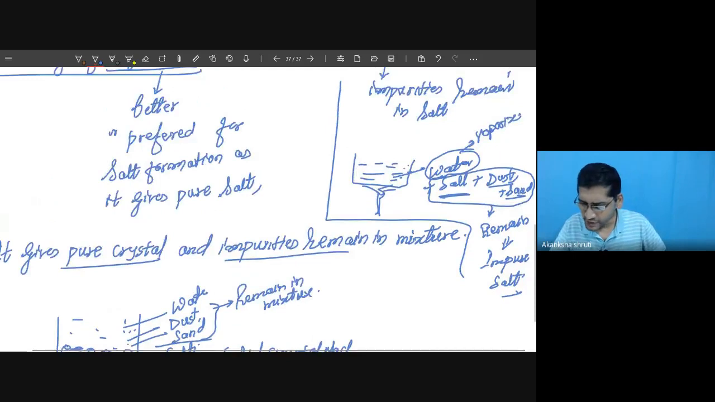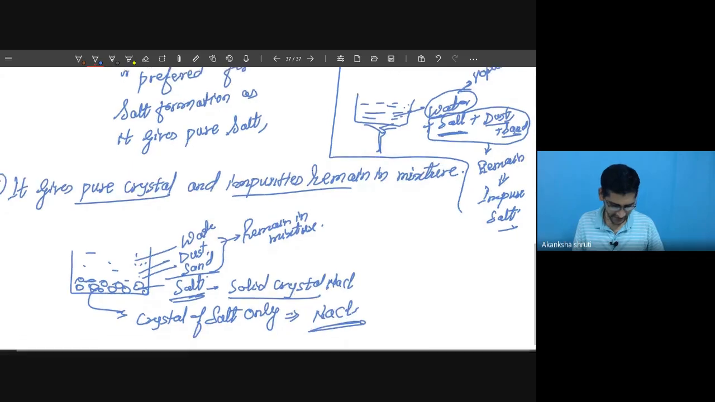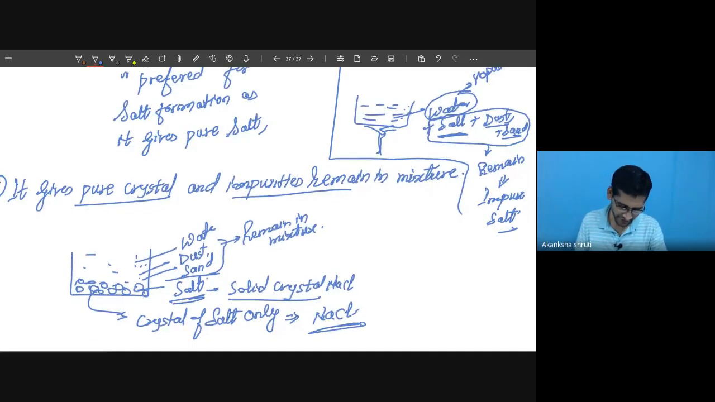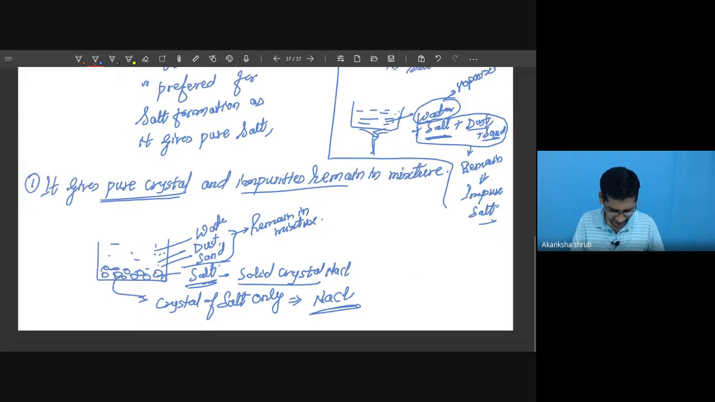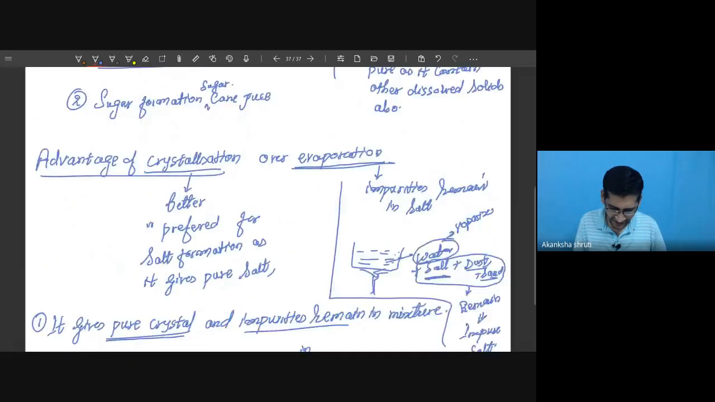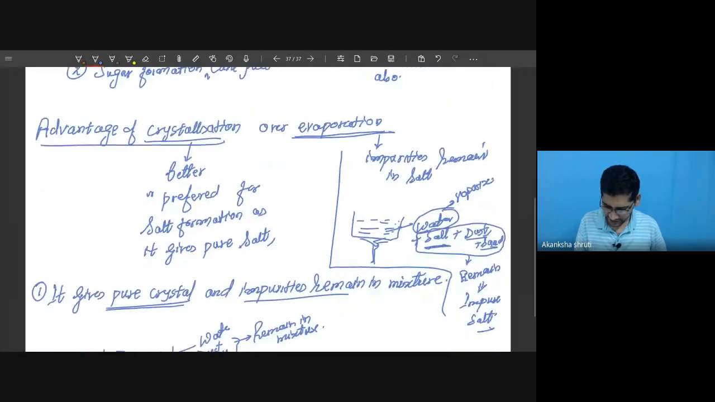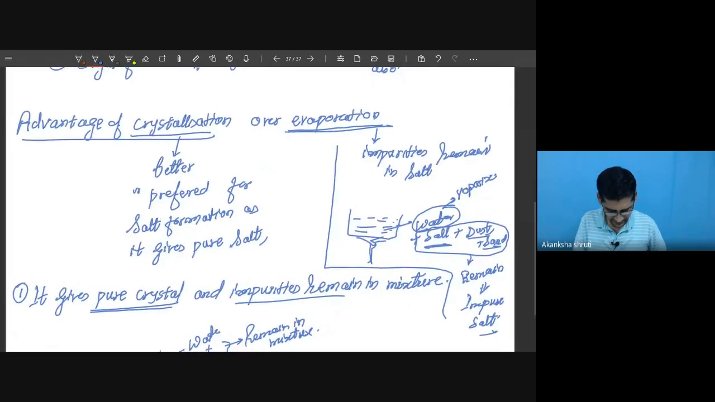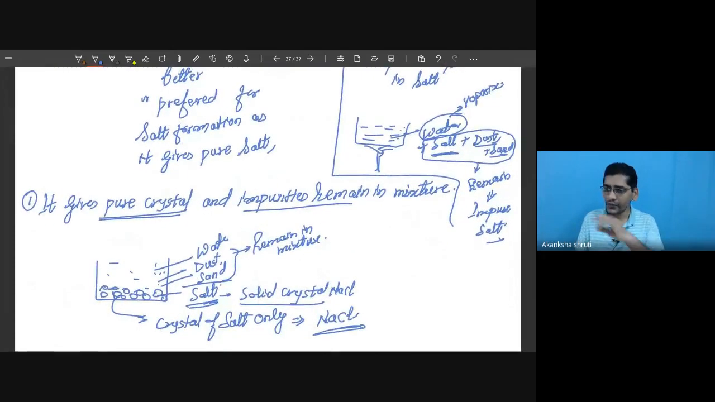So this way totally pure NaCl is obtained. But in evaporation, we obtain the salt with dust and sand particles remaining while the water has just left. That's why crystallization is preferred, because it gives the pure crystal. Therefore, it is also called purification. Also, since this is a process of cooling, it gives the crystal only, so there is no decomposition, unlike in evaporation where there is a chance of decomposition.